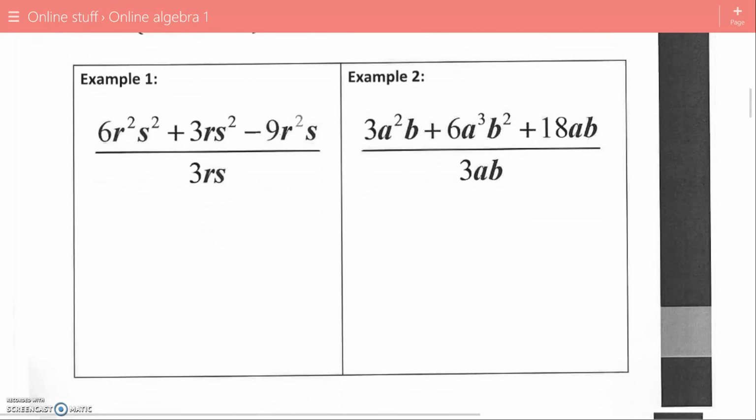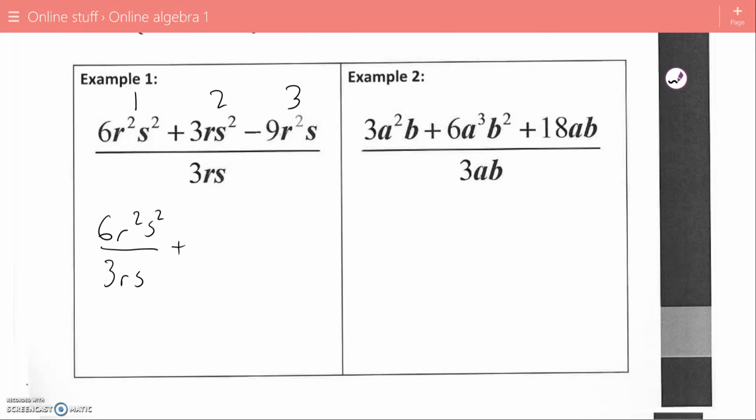So for example 1, on top, I have 1, 2, 3 terms. So I'm going to have 1, 2, 3 fractions. Here I'm going to have 6r squared s squared on top, divided by 3rs. The next one I'm going to have plus 3rs squared on the top, divided by 3rs. And for the last fraction, I'm going to have 9r squared s divided by 3rs.